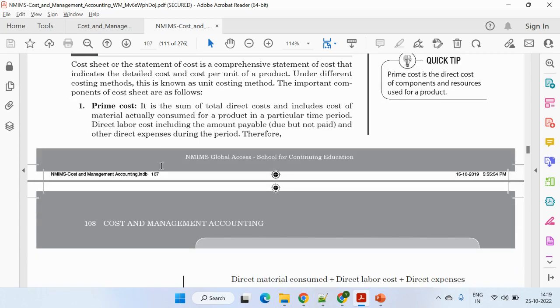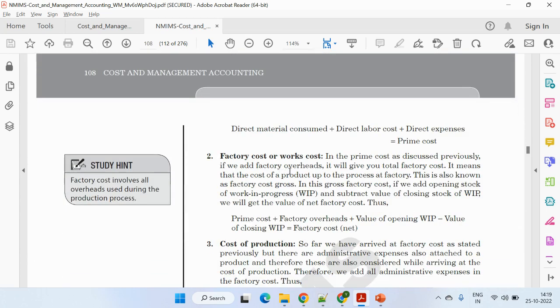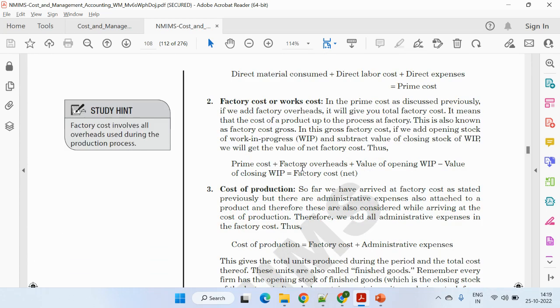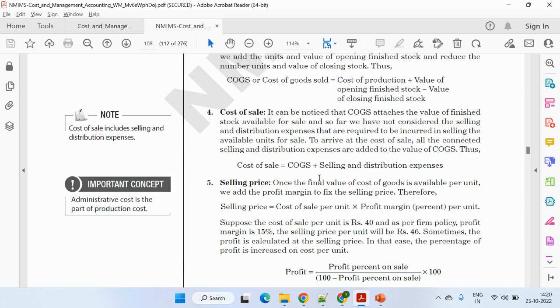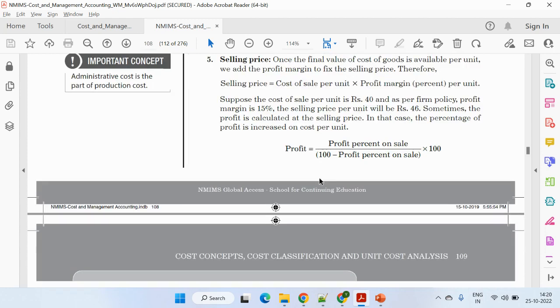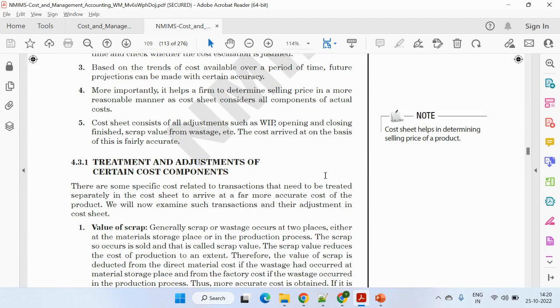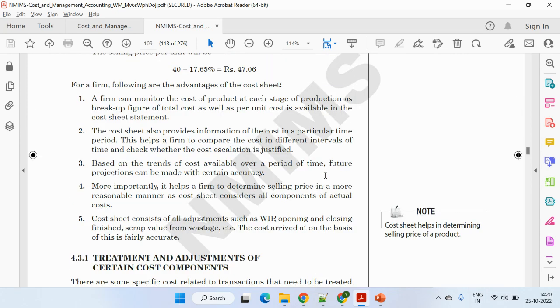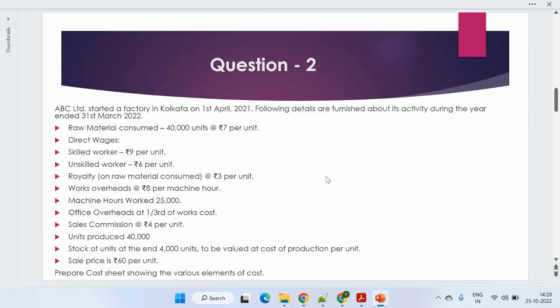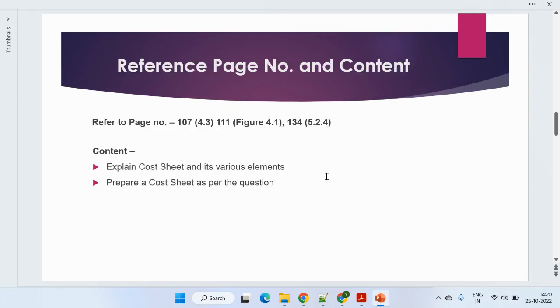The very first one is the prime cost. The second is the factory cost or the work cost. The third is the cost of production. The fourth is the cost of sales. The fifth is the selling price. So these are the key elements of the cost sheet. This is the way you can get an understanding. This is the cost sheet and these are all the elements, and if you see what is being asked in the question, these are all covered here.